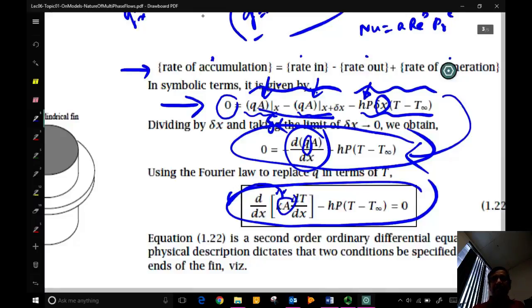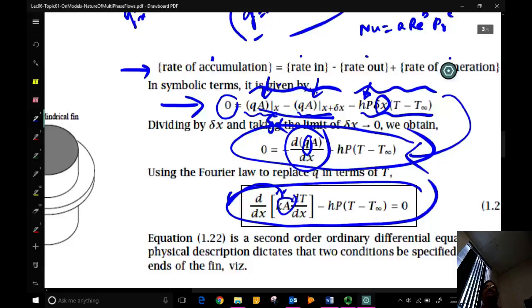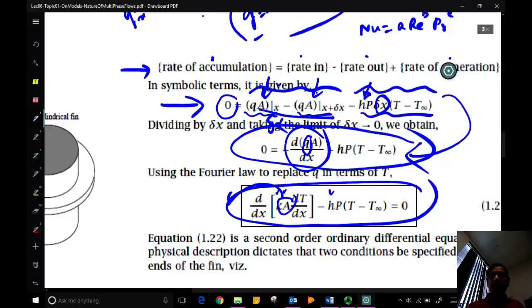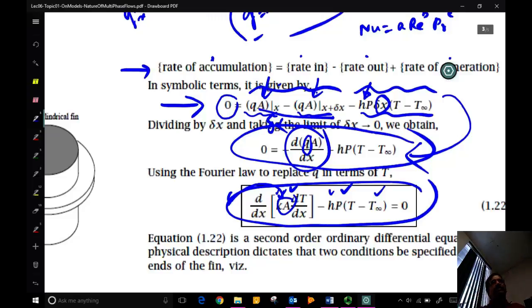Now, this is a second order equation because it has a second derivative in temperature. Temperature is the unknown. Temperature is a function of x, and h and P and k and A and T infinity are all known parameters. And there is another known parameter, the length of the fin, that doesn't appear in this equation, but it affects the problem, right? The length of the fin will determine the efficiency. Where does it occur? It occurs in the boundary condition.